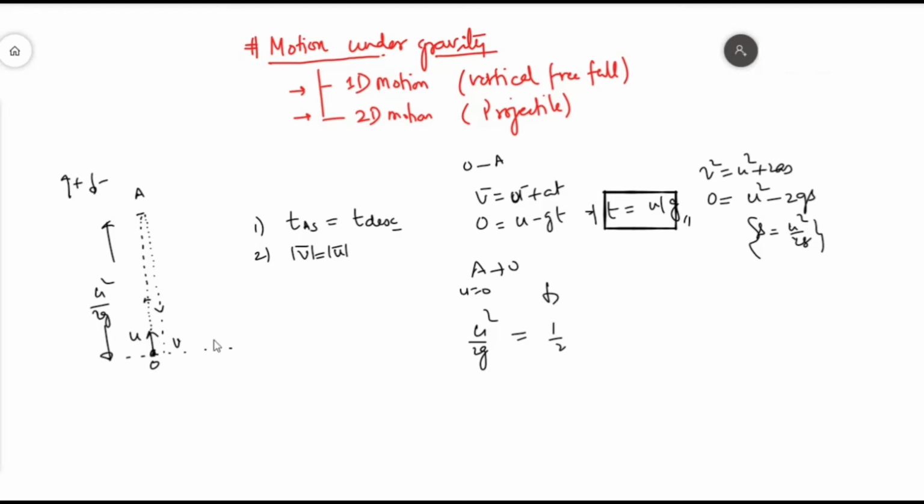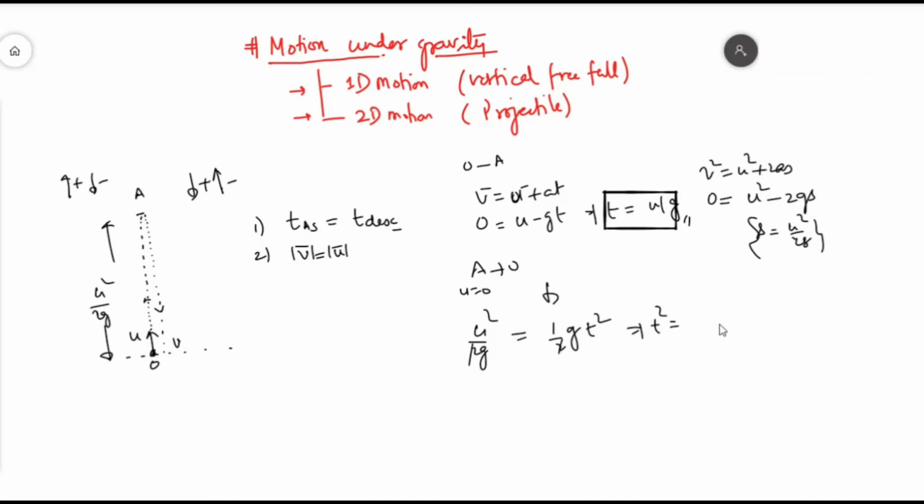Now for AO motion I'm taking downward positive, I can change that anytime. So for the AO path I'm taking downward positive and upward negative, so it's not going to change anything. So this u square by 2g is also positive because I'm taking from A to O. Instead of a, I'm going to write g, half g t square. So this half gets cancelled out.